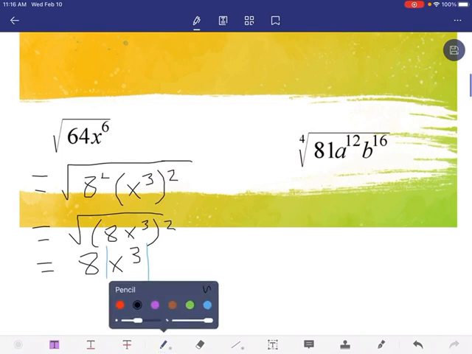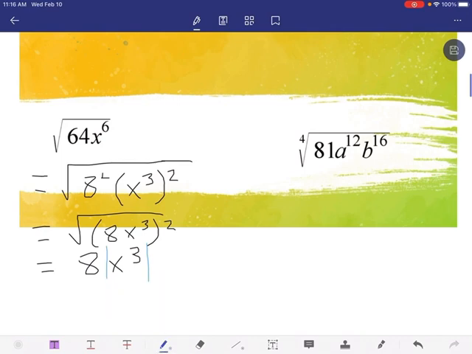Now, our next one is going to be very similar. The only difference here is that we have a fourth root, which is fine. So again, thinking through my numbers, 2 to the 4th is going to be 16, and 3 to the 4th gives me 81. So I want to rewrite this as 3 to the 4th, again, because I want to write everything inside with exponents that are the same as my index, which is 4 in this case.